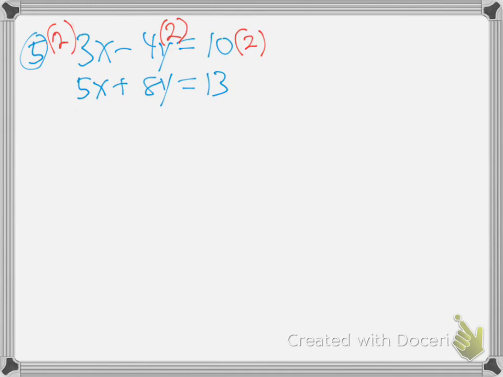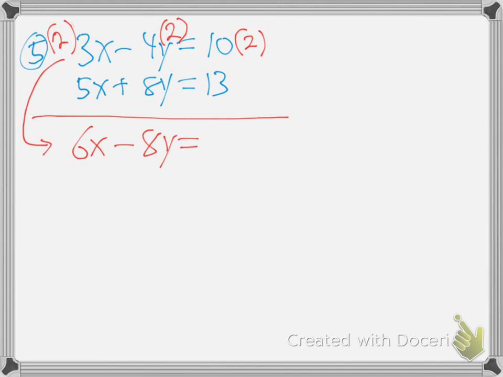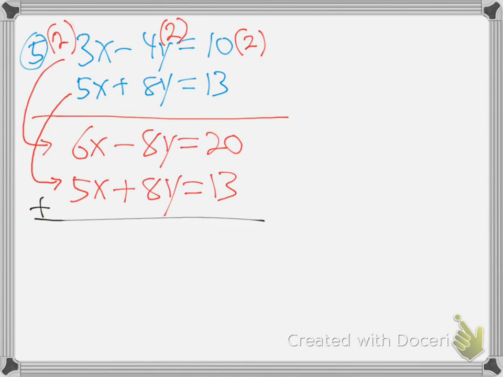Okay. So I'll draw my line, and then I'm going to bring them down. So bring this one down. This is going to be 6x minus 8y is 20. Good. And then bring this one down: 5x plus 8y is 13. Add them up. We good? And now what's going to happen? 11x, the y's cancel, 33.